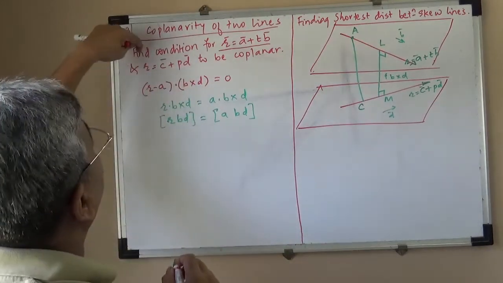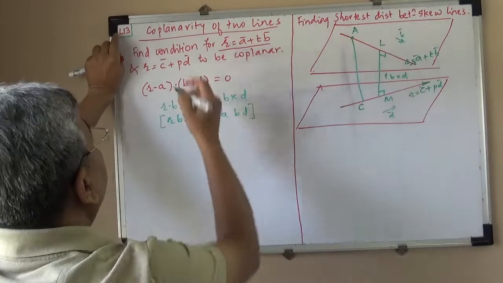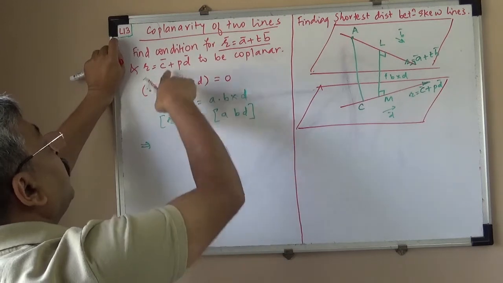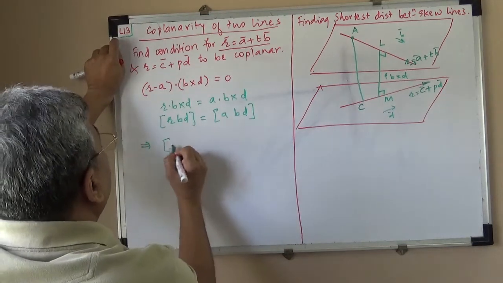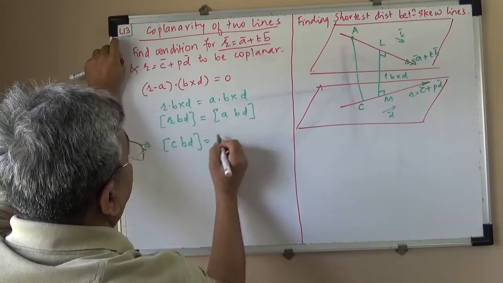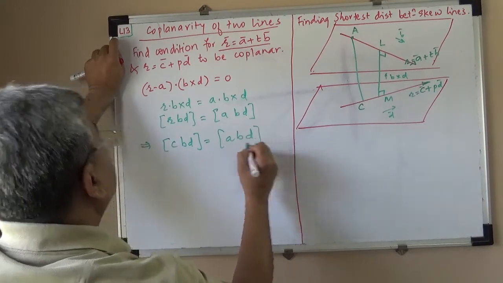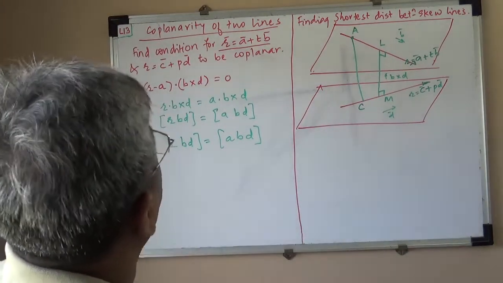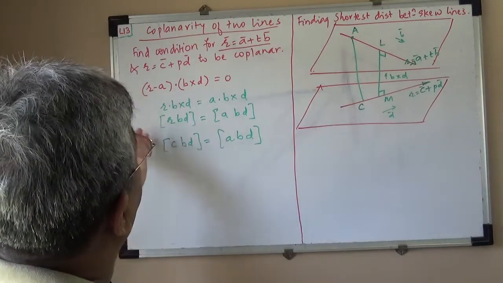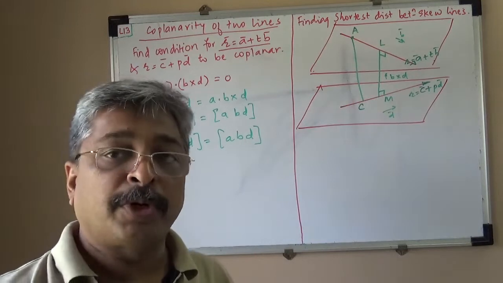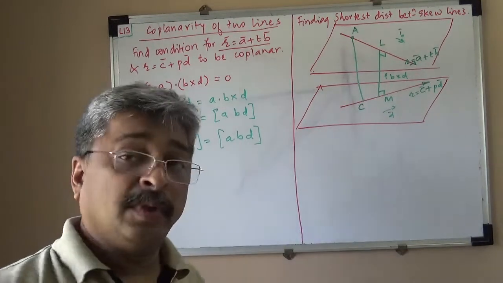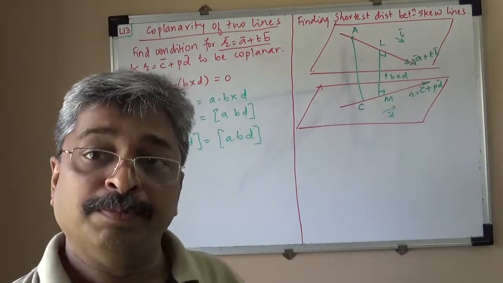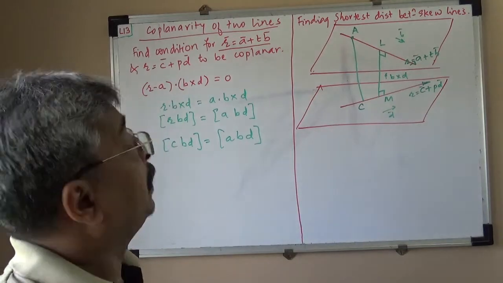So the condition for coplanarity of two lines is going to be this. R is any general point, we should put C in place of R. So CBD, if it is equal to ABD, then these two lines are going to be coplanar. That is the condition. So C and A are in the same plane, and their corresponding dot product with B cross D creates exactly the same volume. That is the condition for two lines to be coplanar.